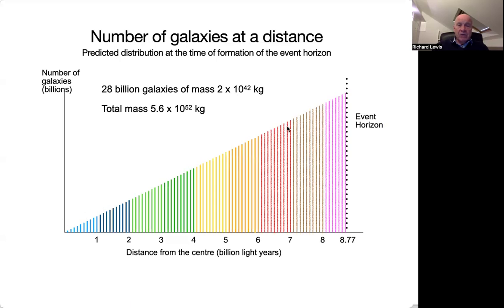So that's the model, and this is the model which we actually take at the formation of the event horizon. So we'll see later on what happens to the galaxy distribution once the event horizon forms. From the event horizon time, we go forwards in time and backwards in time to plot the effect on the galaxy distribution.